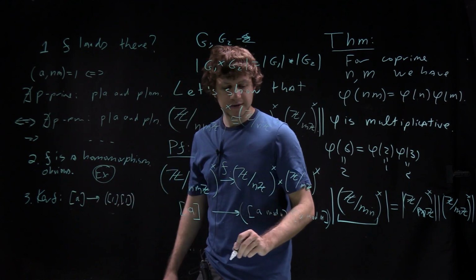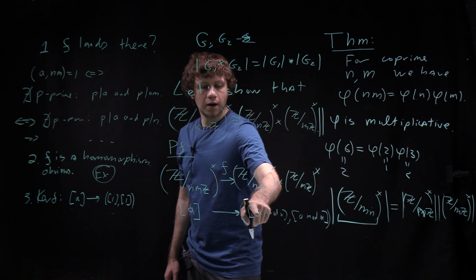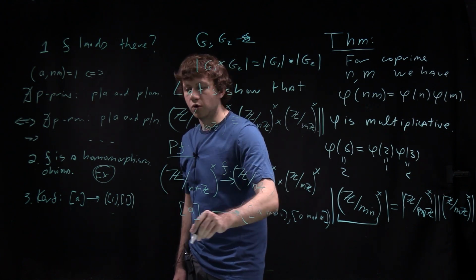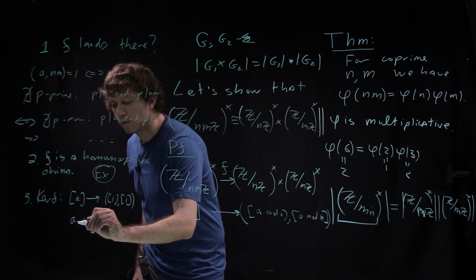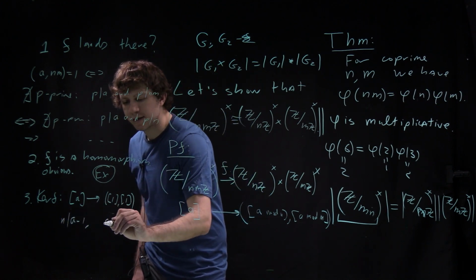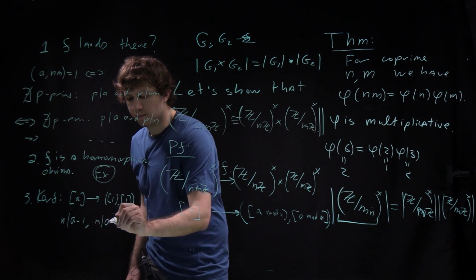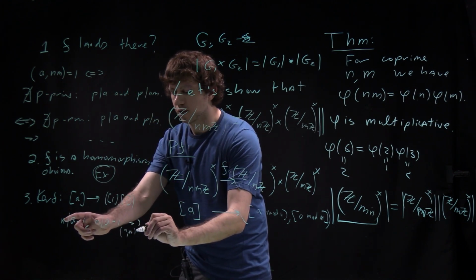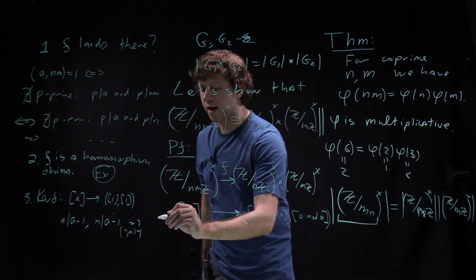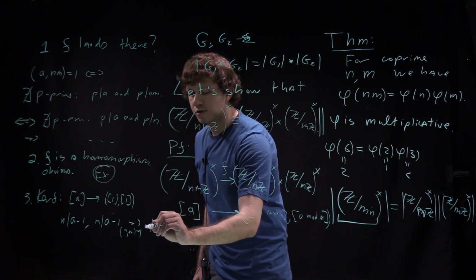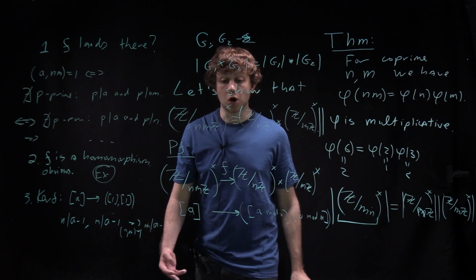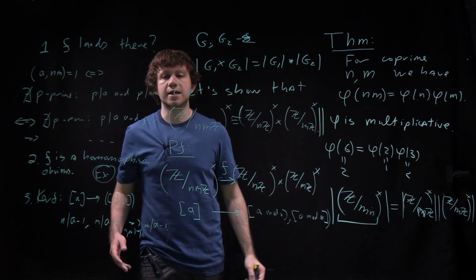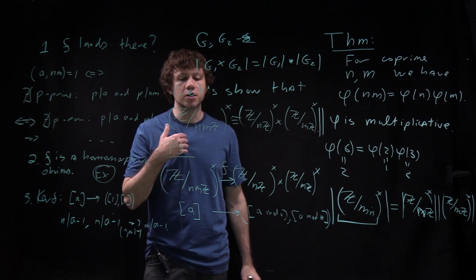And this means that A is congruent to 1 mod n. So it means a minus 1 is divisible by n, and a minus 1 is divisible by m. But then, since n and m are coprime, you know that a minus 1 is divisible by nm. So we get a map which is a homomorphism and injective, and the last question is why it is surjective.